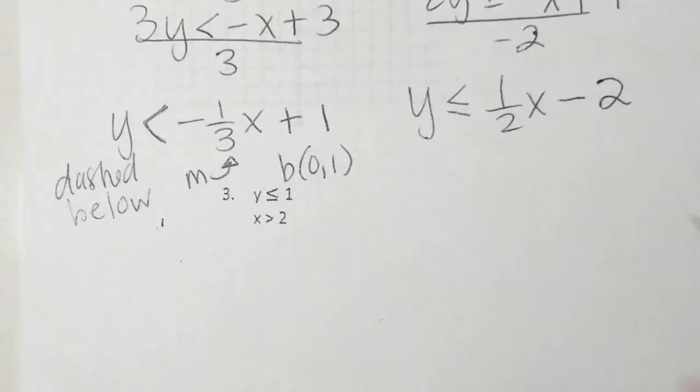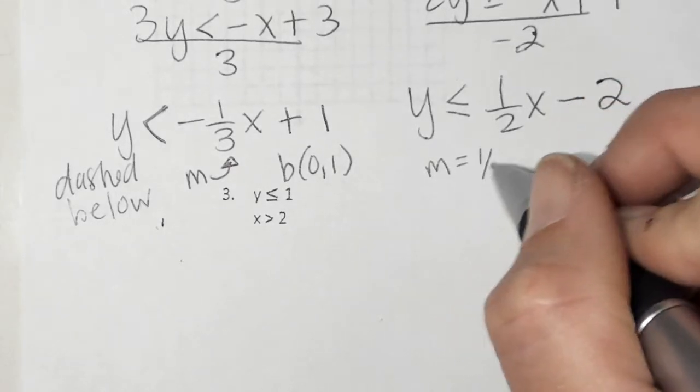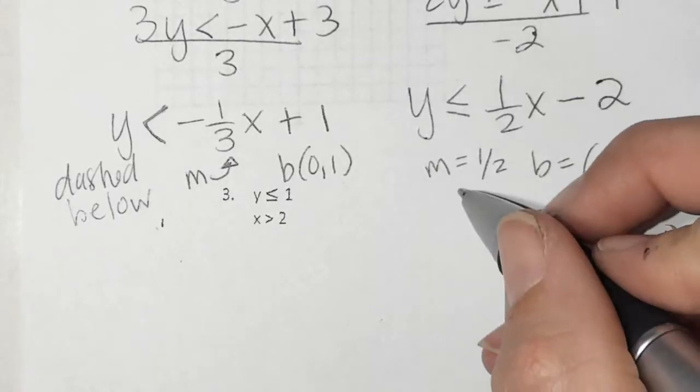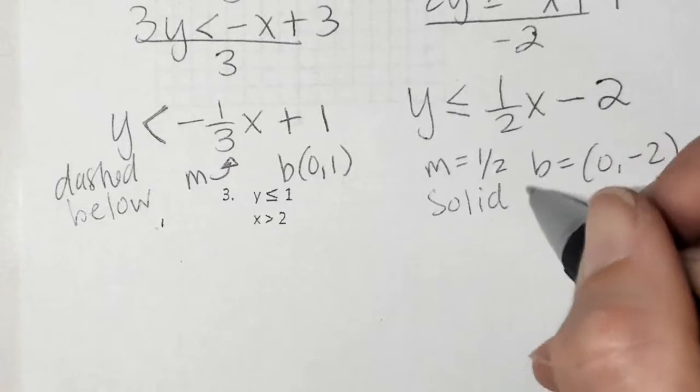Alright, Toby, what's my slope in this one? Y-intercept? Solid or dash? Solid. Above or below? Below. Very good.